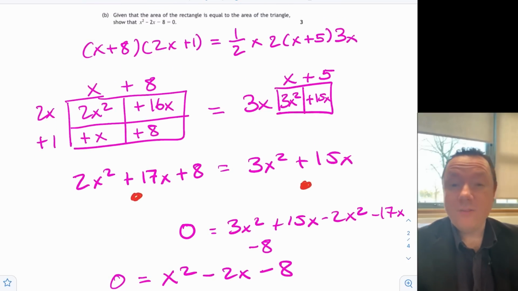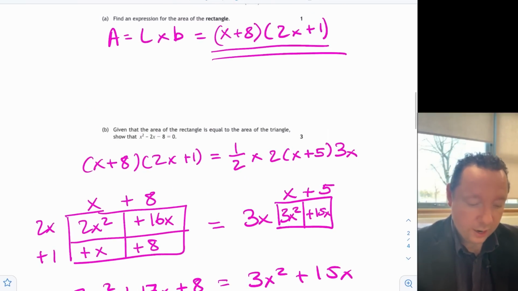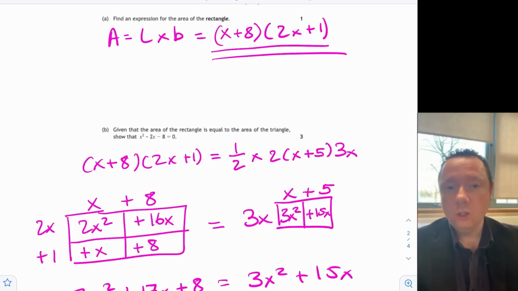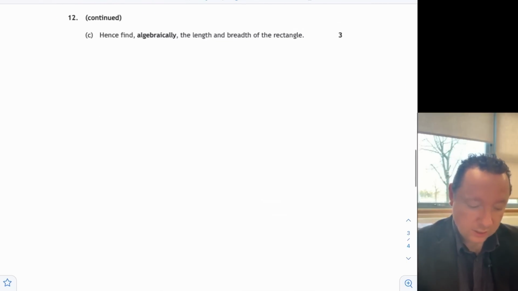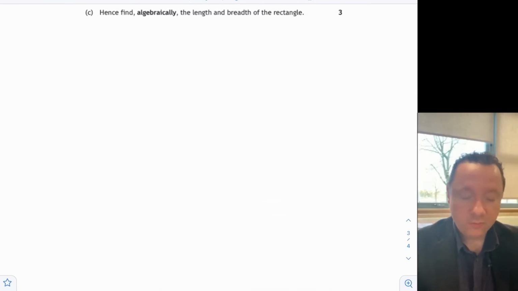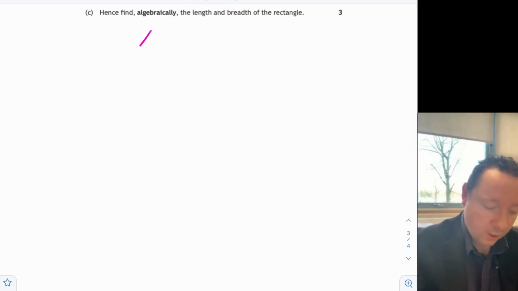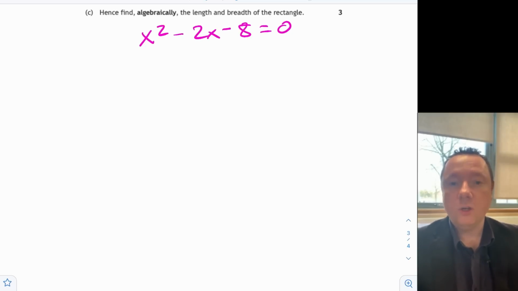Now you couldn't get very far with this question if you couldn't do part A, and if you could even do part A but you couldn't write down an expression for the triangle or just didn't know what to do, you couldn't do part B. That doesn't stop you doing part C though, because part C then says, hence find algebraically the length and breadth of the rectangle. And the question already told you that x squared minus 2x minus 8 equals 0 in part B. So even if you've lost the first two parts, you can still, if you know how to factorise and find out x, work this out using quadratics.